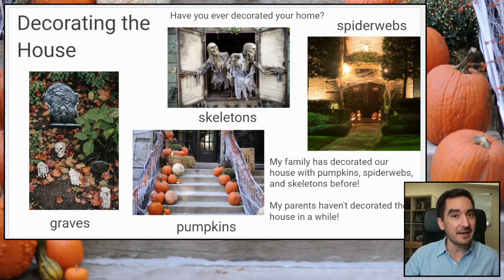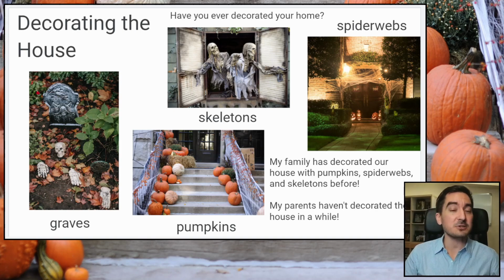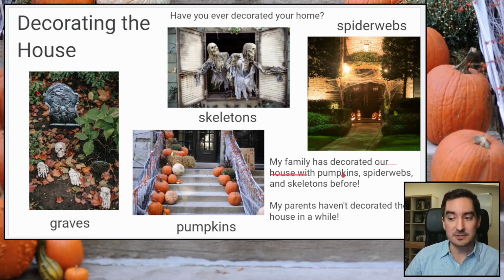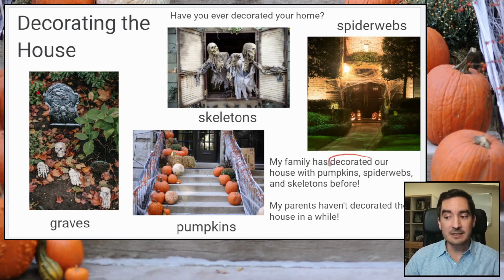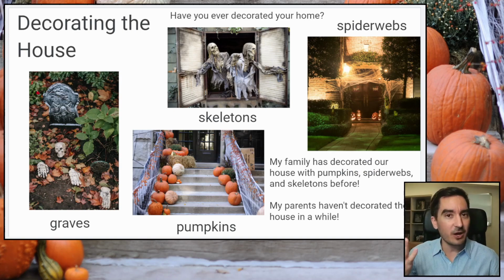My family has. So that's a little bit tricky because you might think family is we, but actually you can think of it more like an it. My family has decorated. Okay? So our family has decorated our house. And so has is our verb, and then decorated is the past participle. Decorate plus D. Okay? And that's talking about experience.